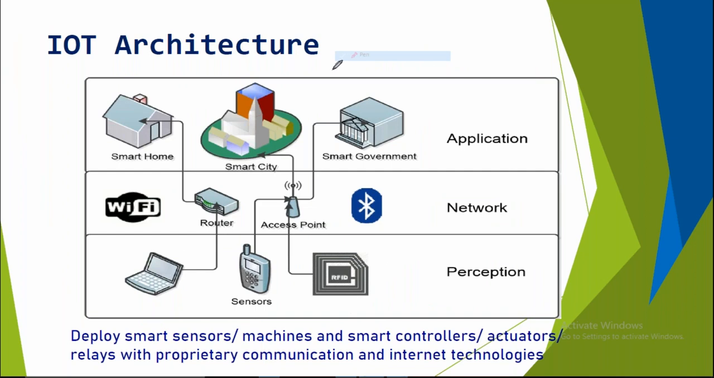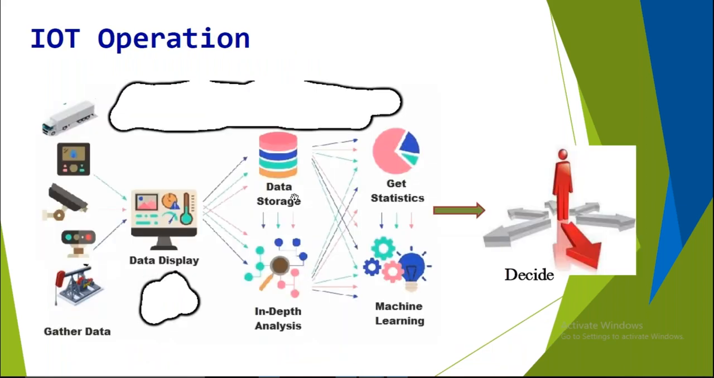Once you know the IoT architecture, this I will tell you next. This brings you some concepts on IoT operation. Whatever I told you is, of course, a summary, and you can summarize the IoT operation and understand it with this diagram, with this picture. The data is displayed and stored in the cloud or storage. This is how the diagram shows it.